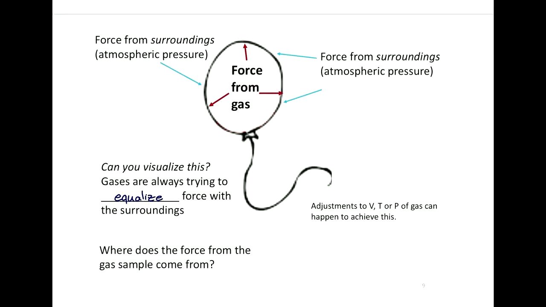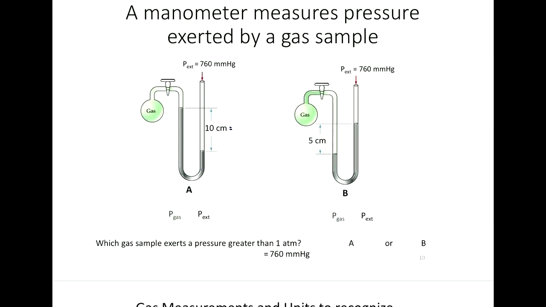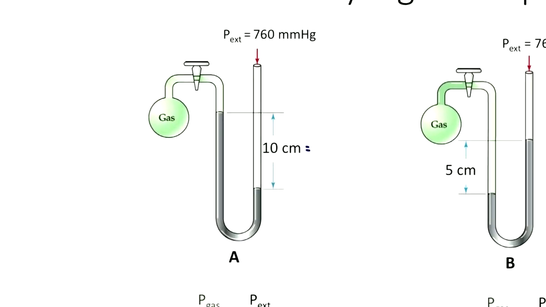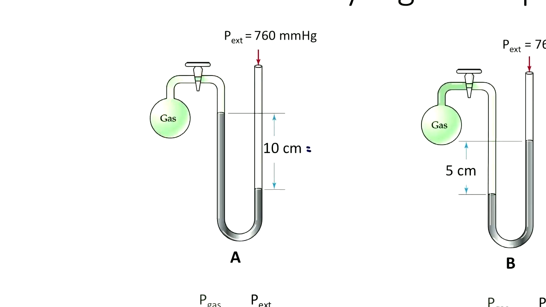Yes, so we're always trying to equalize those forces, right? So with that in mind, let's look at a manometer, which measures the pressure of a gas sample in reference to external, like 1 atmosphere of pressure. So let's look at this gas sample. Here's a gas. It exerts a pressure, but it's also in contact with external pressure where there's a column of mercury separating these two systems. We have the gas sample, and then we have 1 atmosphere of pressure coming from the outside.